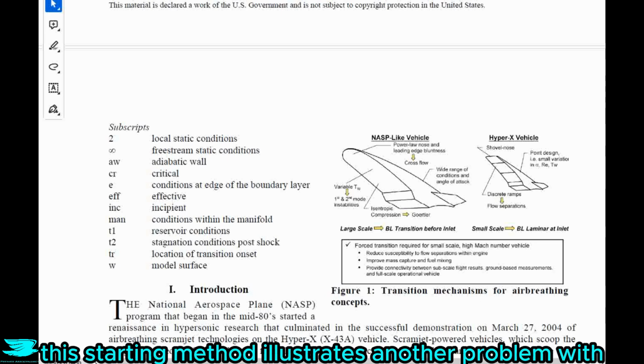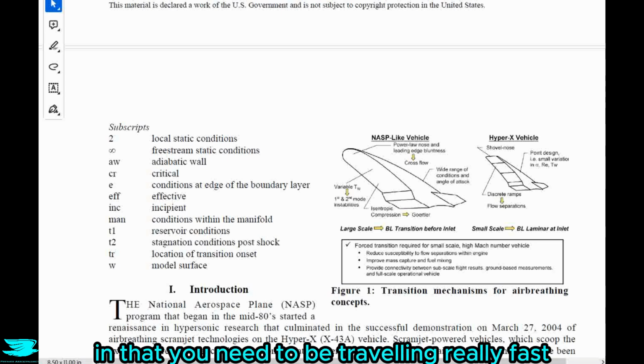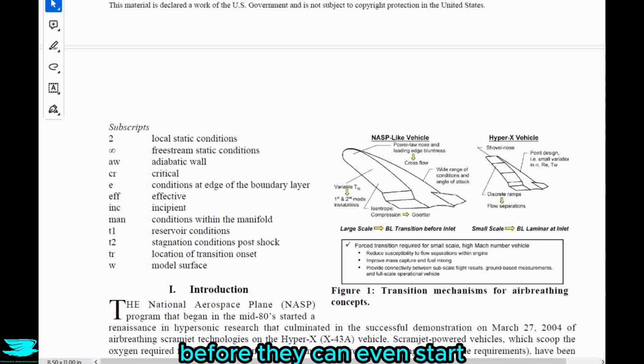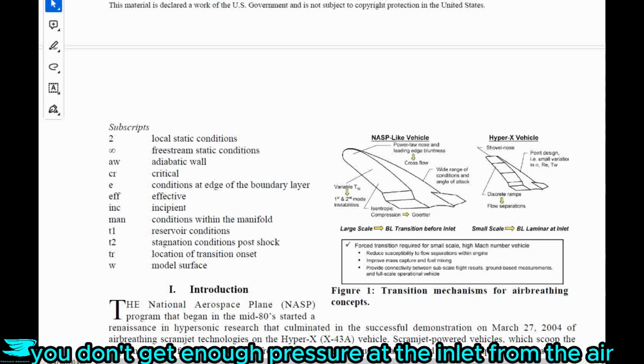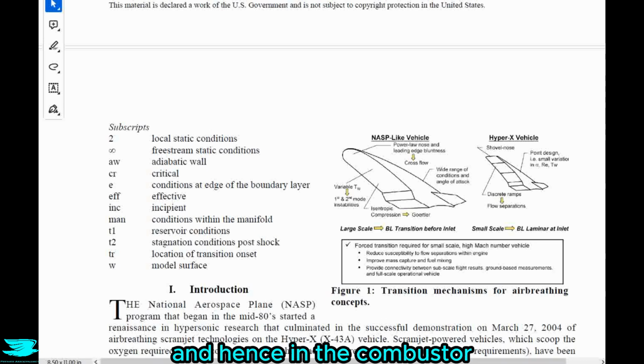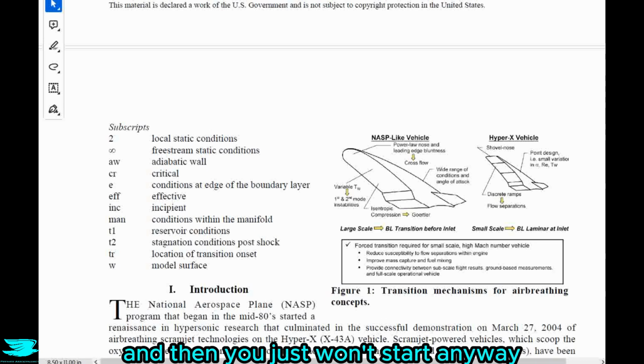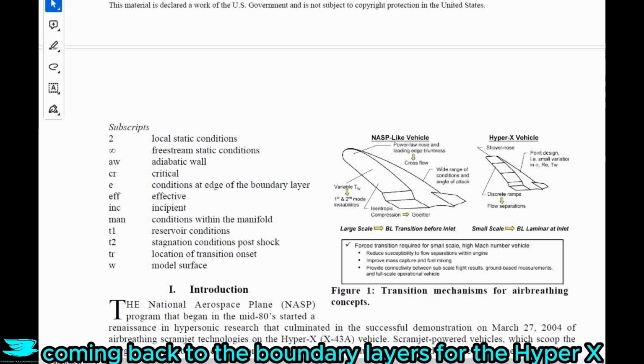This stunning method illustrates another peculiarity of scramjets, in that you need to be traveling really fast before they can even start. At slower speeds, you don't get enough pressure at the inlet from the air ramming in because the flow is not fast enough, and hence in the combustor you won't be able to burn fuel properly and the engine just won't start. Anyway, coming back to the boundary layers for the HyperX.